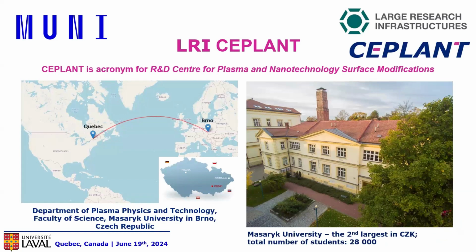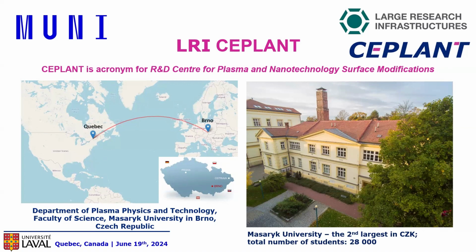As it was said, I come from the CEPLANT Center. It is a research and development center associated with Masaryk University in Brno, Czech Republic, in Central Europe. As you can see on this map, the Czech Republic is somewhere here in the center of Europe, and Brno is located in South Moravia, at a distance of about 200 kilometers from the capital city Prague, about 150 from Bratislava, the capital city of the Slovak Republic, and maybe the same distance from Vienna.